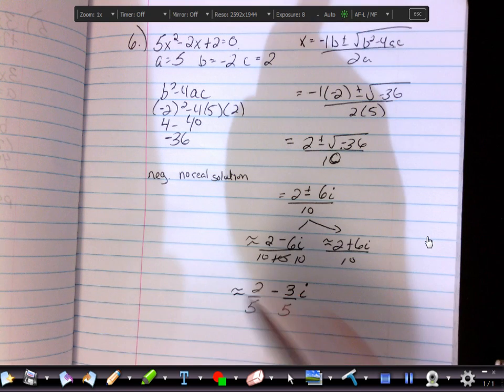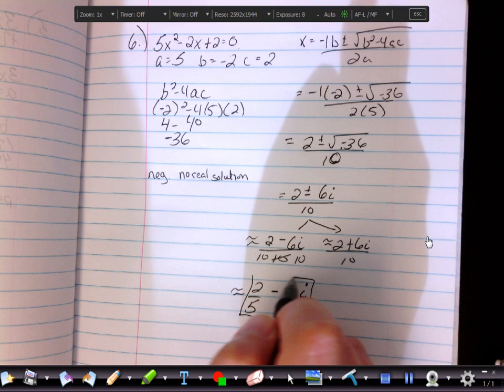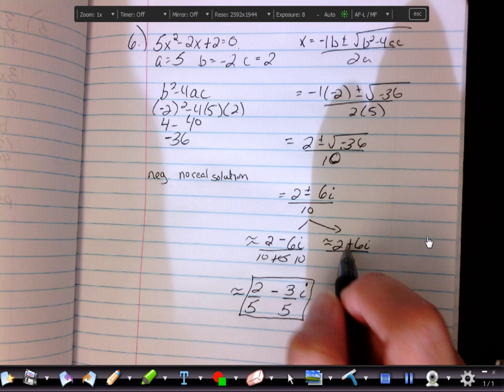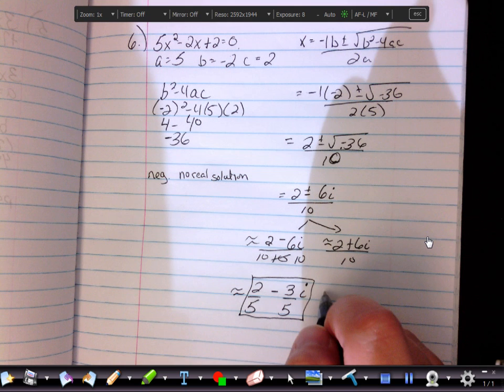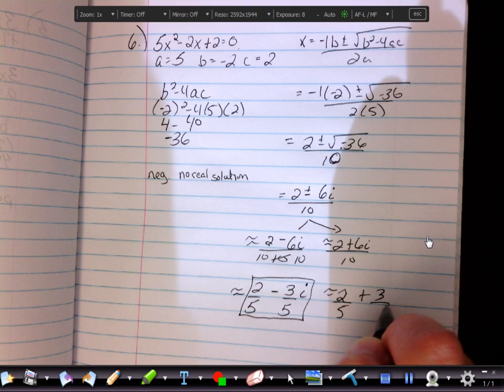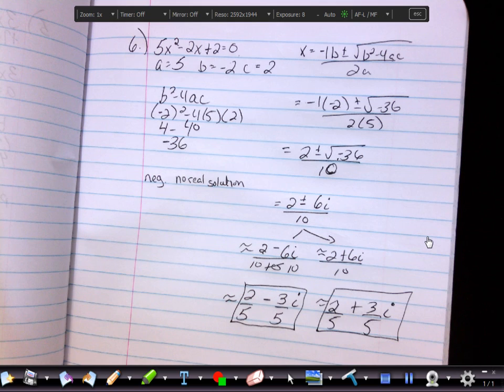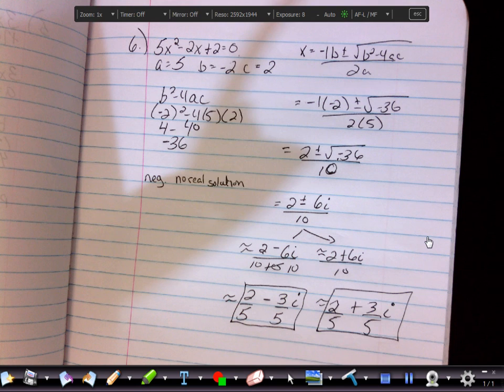So that's how I'm going to leave my answer for that one. This is my answer, 2 over 5 minus 3 over 5i. I'm going to do the same thing here, and it's going to leave me with 2 over 5 plus 3 over 5 with the little bitty i. Go ahead and make sure you have all of that written before you move on. Anytime that you end up with the little bitty i's, you can't actually check those because, again, they're not real. So there would be no check with this one even if we were checking all of them.